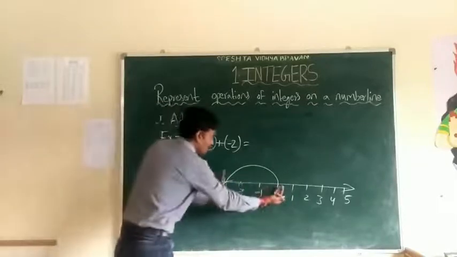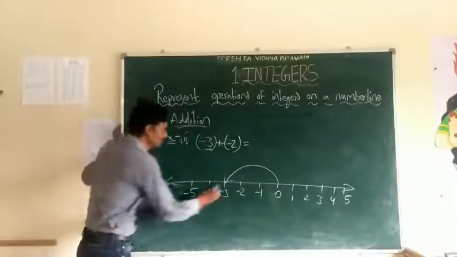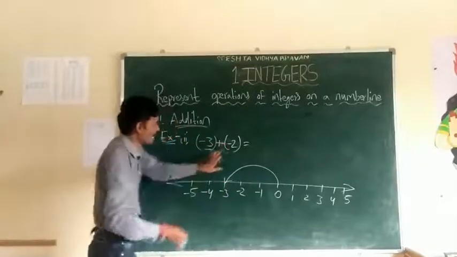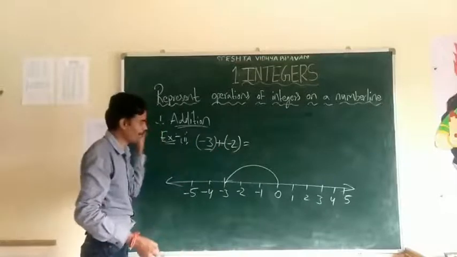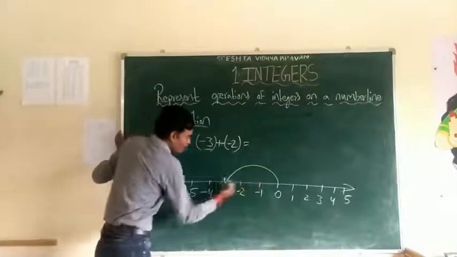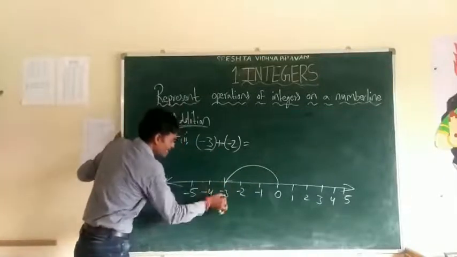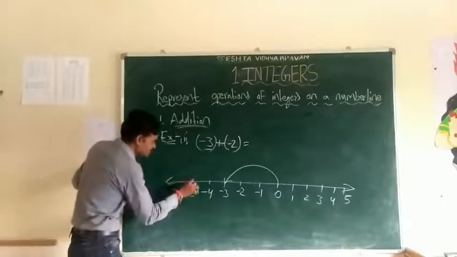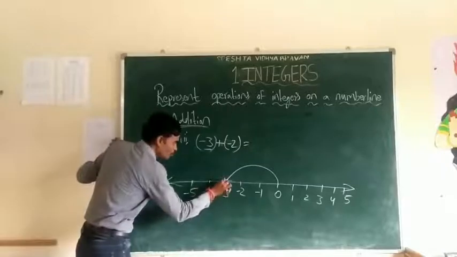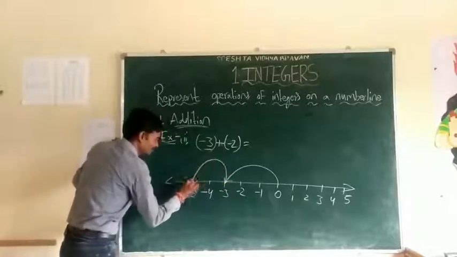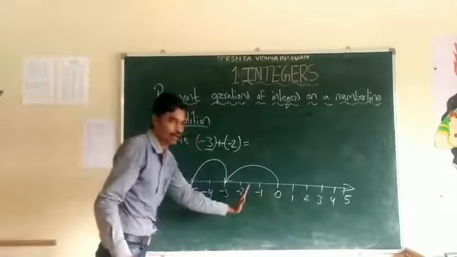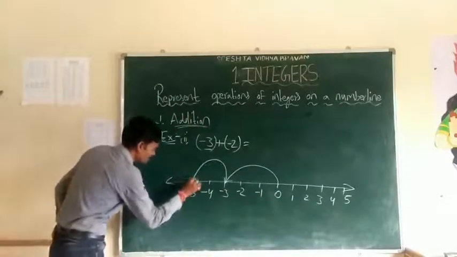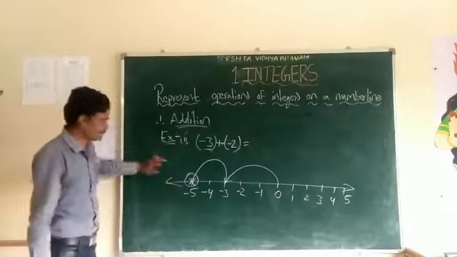This is the forward direction, the left side of the 0. That is the -3. And next we have to add the -2 number. That means we move to the -2 value: -3, -4, -5. That means here is the -5, and we have to move in the forward direction, the left side of the 0 on the number line. What is the resultant answer here? -5 is the resultant answer.